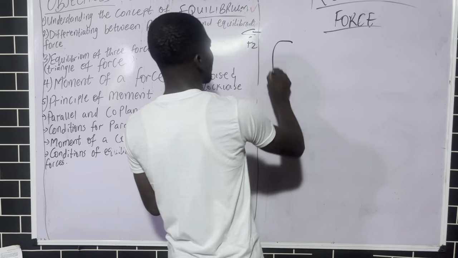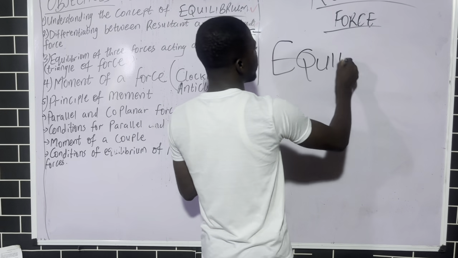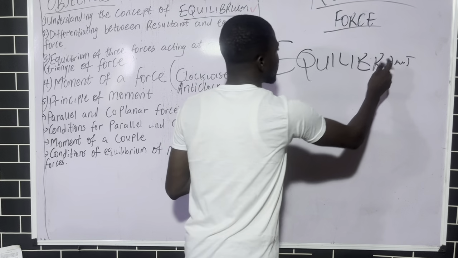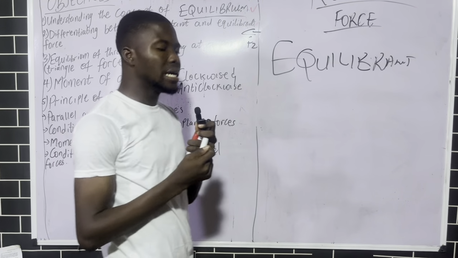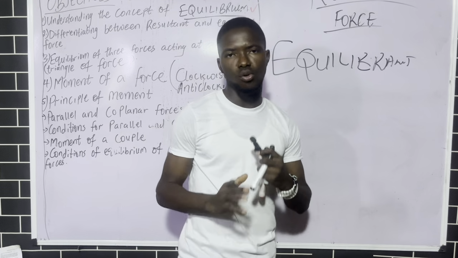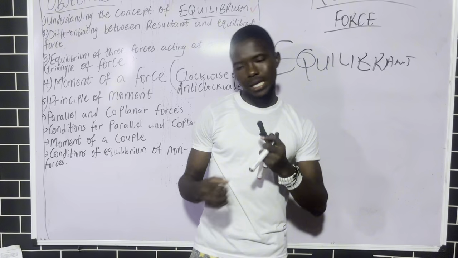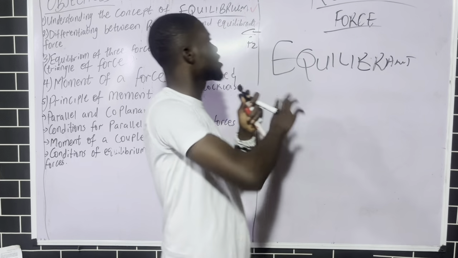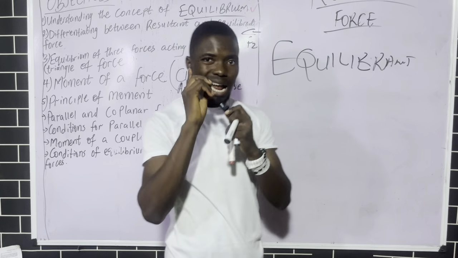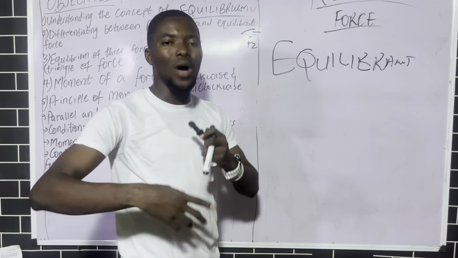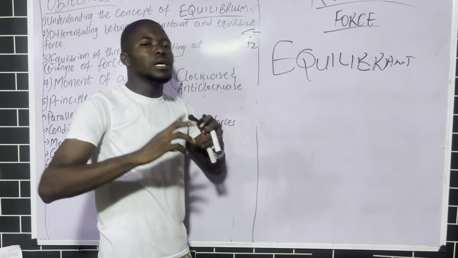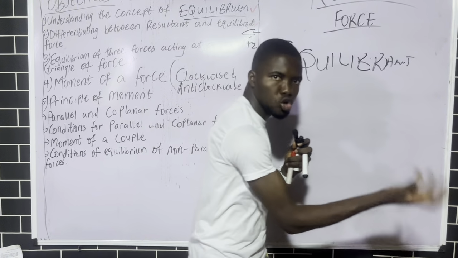What is equilibrium force? This is the force of equilibrium. Equilibrium force is actually that single force that will bring a body to equilibrium. Resultant force is that single force that will produce the same result as the other forces put together. Is that not it? Equilibrium force is that other single force that will bring a body to equilibrium. So see, the key difference between resultant and equilibrium is that resultant force actually will produce motion.